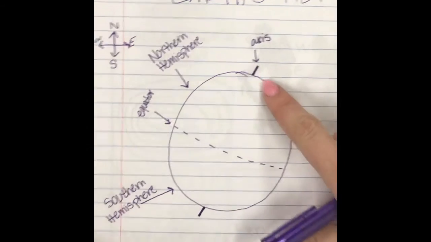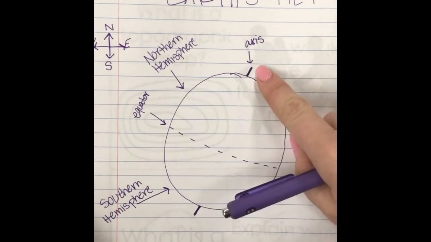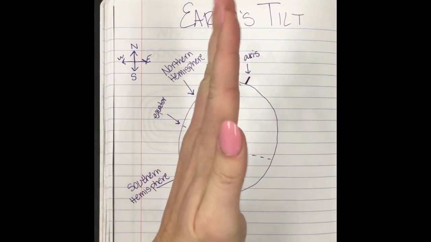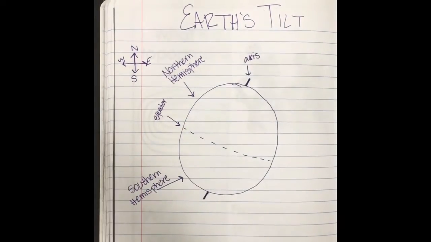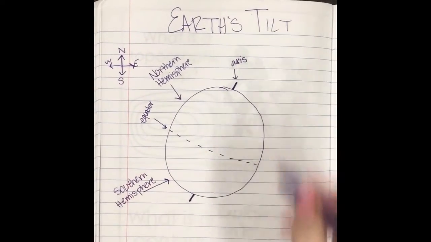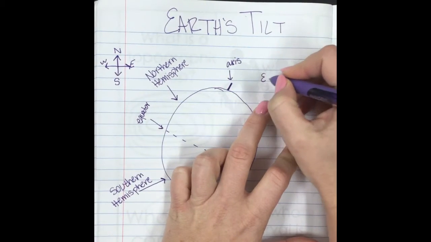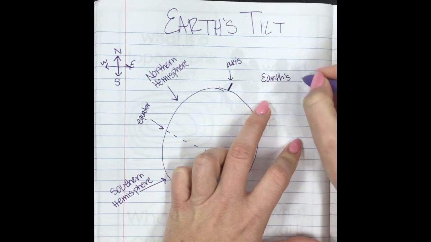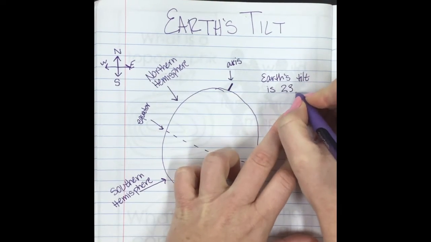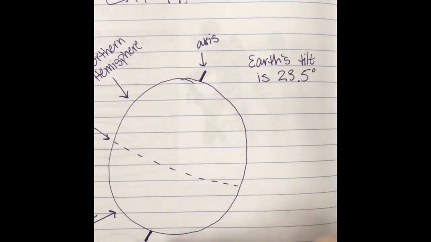So the axis, if you'll notice, I drew it at an angle. It's not just straight up and down. That's because our Earth is actually tilted. So this would be straight up and down, but our planet sits on a tilt. Mars actually does this also. Whenever it's tilted, we need to make sure that we know the degrees, just in case you see it. Our tilt, or we'll say Earth's tilt, is 23.5 degrees. So that is the angle at which our Earth is tilted.